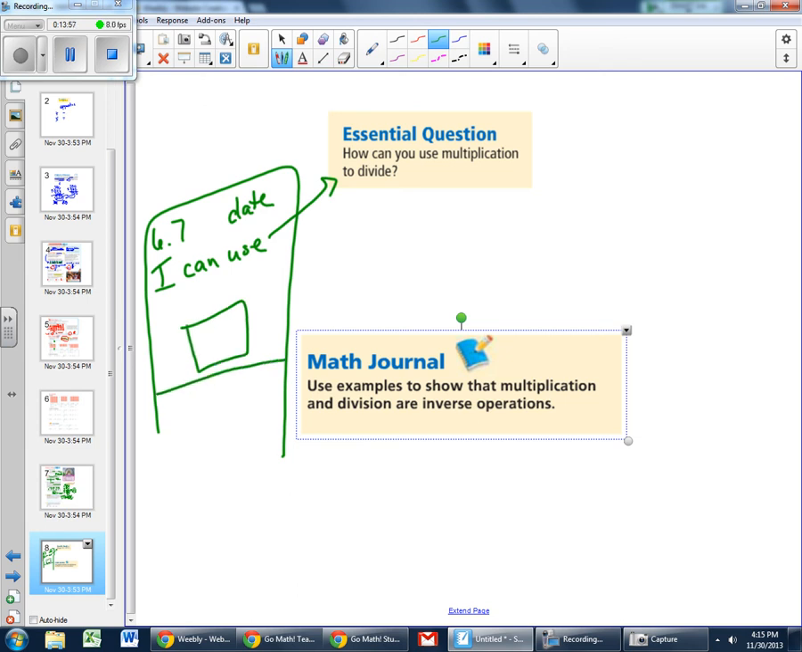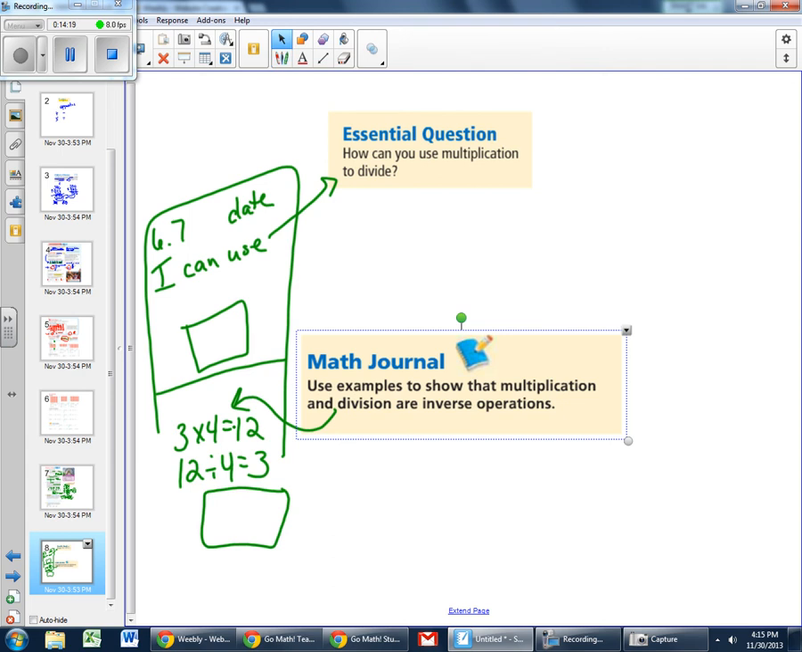Then draw a line on your page. If you need to go to the next one, you can. And you're going to copy your math journal prompt onto there. Use examples to show that multiplication and division are inverse operations. So give me a couple of math problems and draw it out. Okay? 3 times 4 equals 12. 12 divided by 4 equals 3. And then give me drawing examples down there to make sure that you understand it.